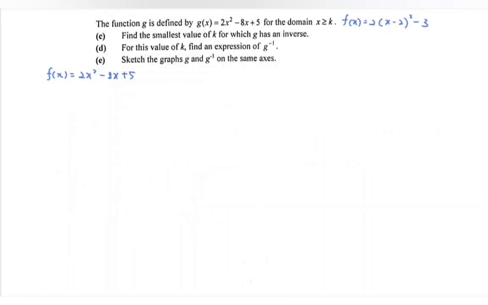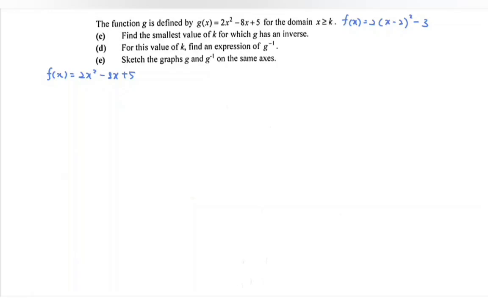Based on the second part, the function g is defined by g(x) equals 2x squared minus 8x plus 5. If you notice, actually g and f are the same. So never mind, we just pick up the situation. They ask you to find the domain, where x is greater than or equal to k.